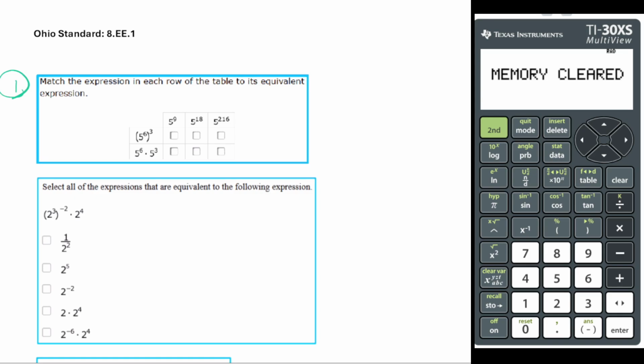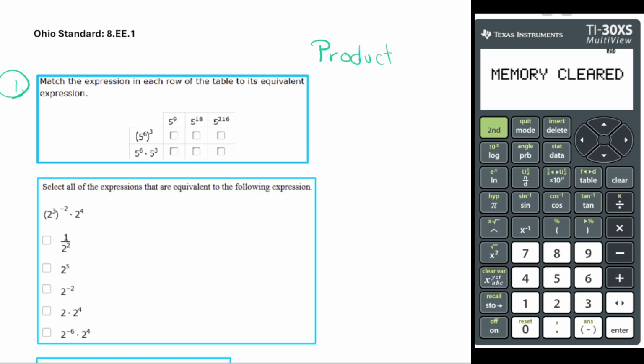Match the expression in each row of the table to its equivalent expression. So, to know how to answer this question, we need to know our exponent rules. Okay, so there are three exponent rules we need to know. We need to know the product rule.